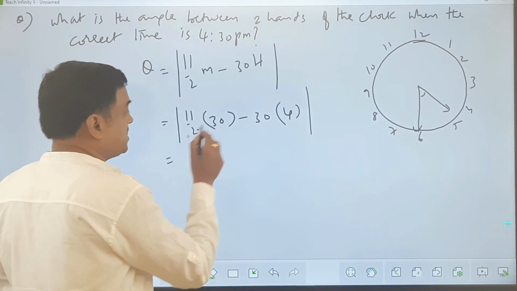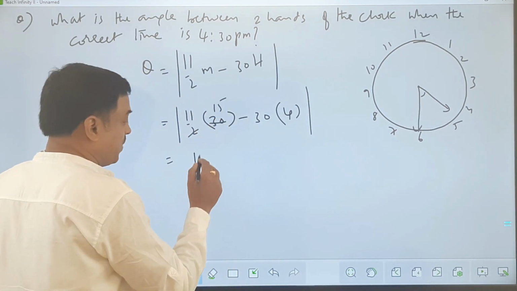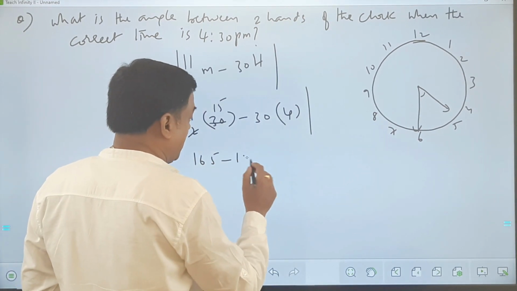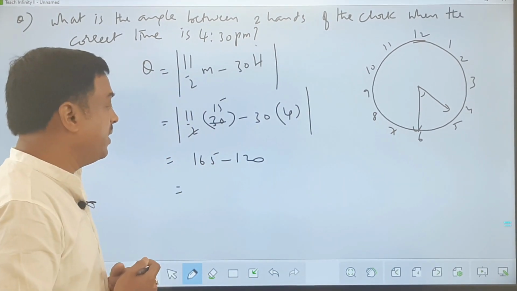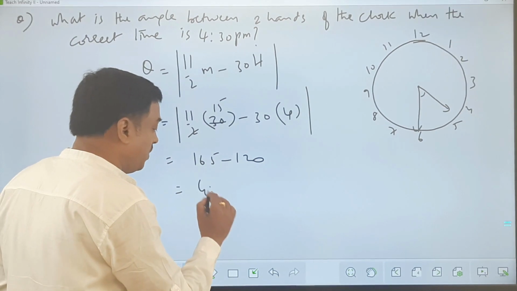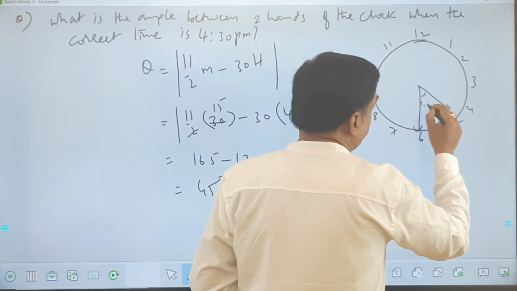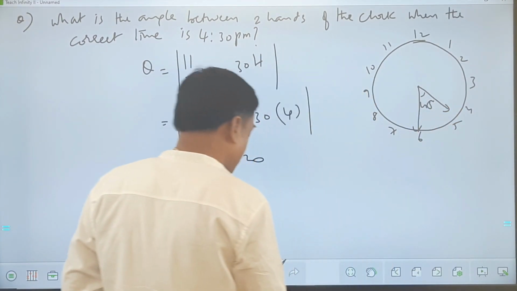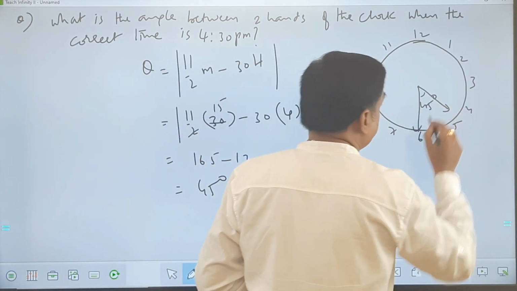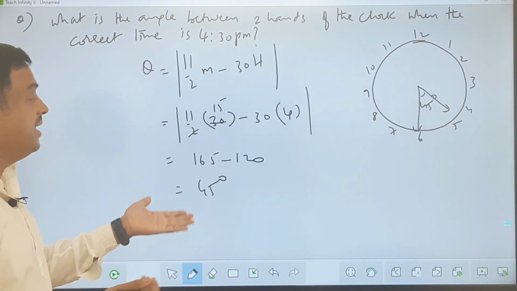Now simplify this. This is something like 15 friends, and this is 165 minus 120. So here 165 minus 120 is 45 degrees. So here the angle between the two is 45 degrees. So that is a very convenient and easy way.